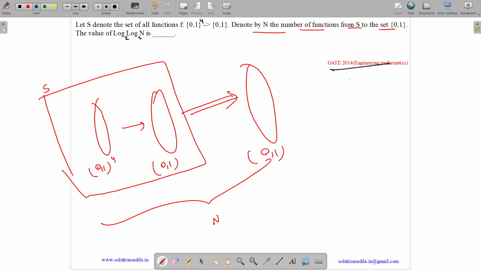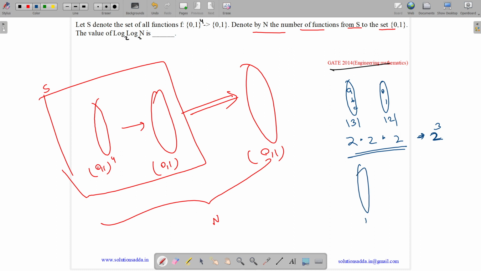Suppose we have two sets. First set is having 3 items and second set is having 2 items. Then A can be mapped to 0 or 1, so it has two possibilities. B can be mapped to 0 or 1, it has two possibilities. C can map to 0 or 1, it has two possibilities. So number of functions are 2 to the power 3. The first set has cardinality 3 and the second has cardinality 2.